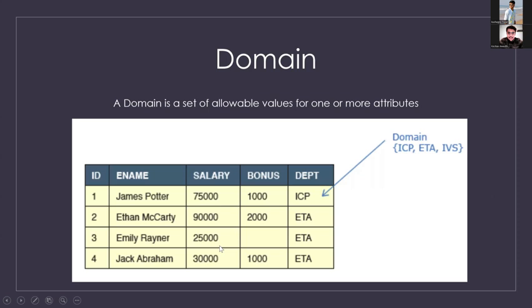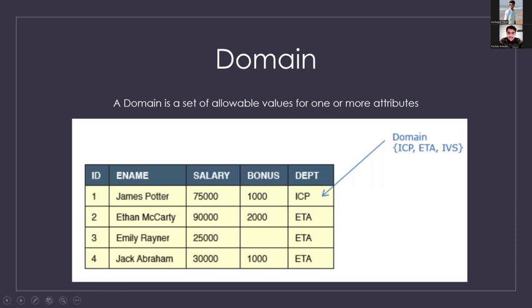So if anyone tries to add a salary more than 90,000, then our system will not allow them to add such type of data in this table. So we define a domain for a particular attribute. Domain tells us how many allowable values a person can set inside the database.